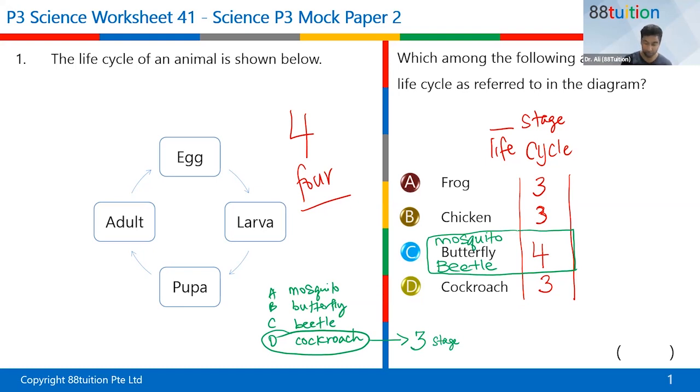Okay, very good. So what will be the question? The question will be, the life cycle of an animal is shown, and then they'll show 3 stages. They'll show egg, then what? Young and adult. Egg, young, and adult. There won't be larva and there won't be pupa. And then you have to choose cockroach, because mosquito, butterfly, and beetle have 4, but only the cockroach has 3.